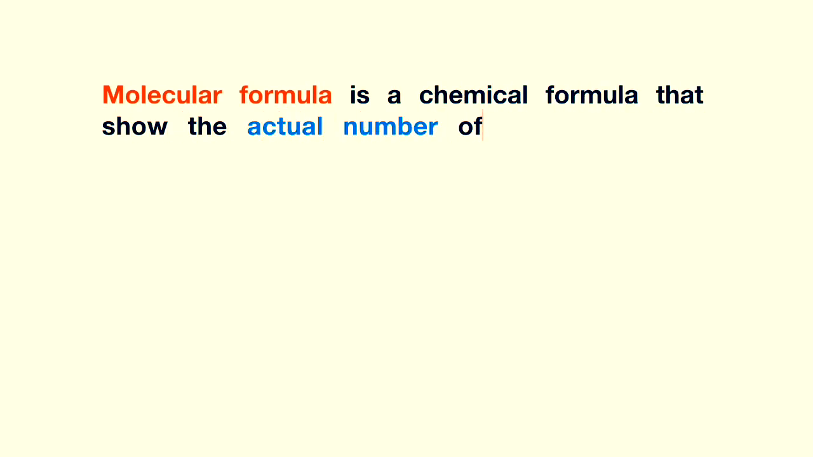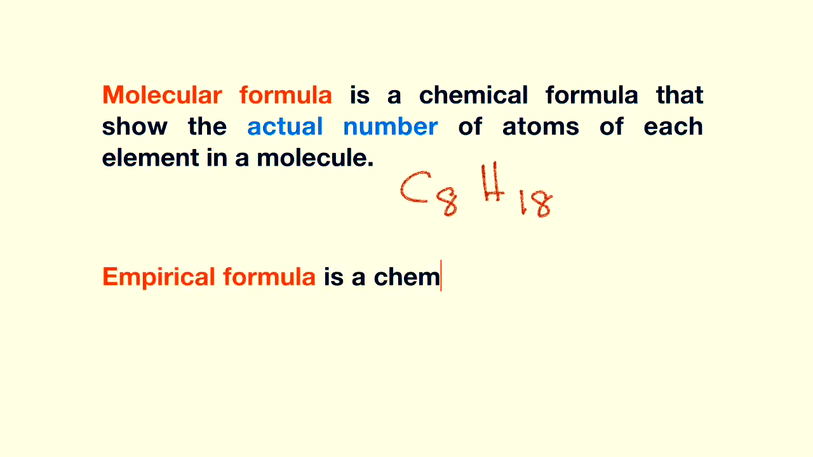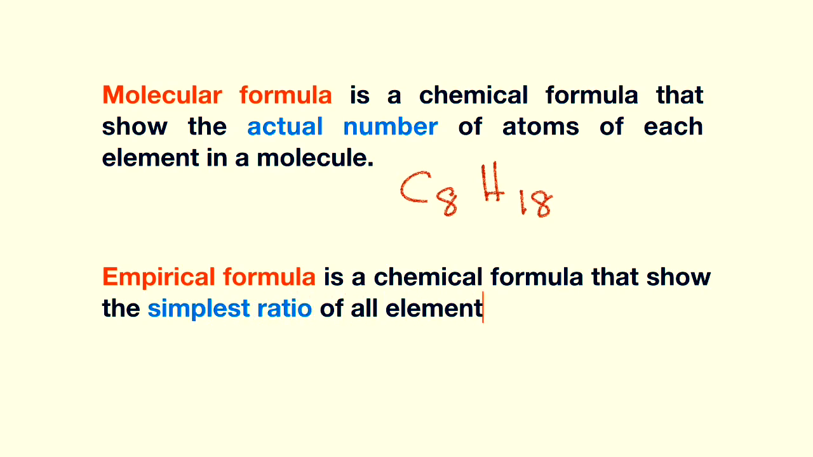Based on the previous example, we can define molecular formula as a chemical formula that shows the actual number of atoms of each element in a molecule. And the empirical formula is a chemical formula that shows the simplest ratio of all elements in a molecule.